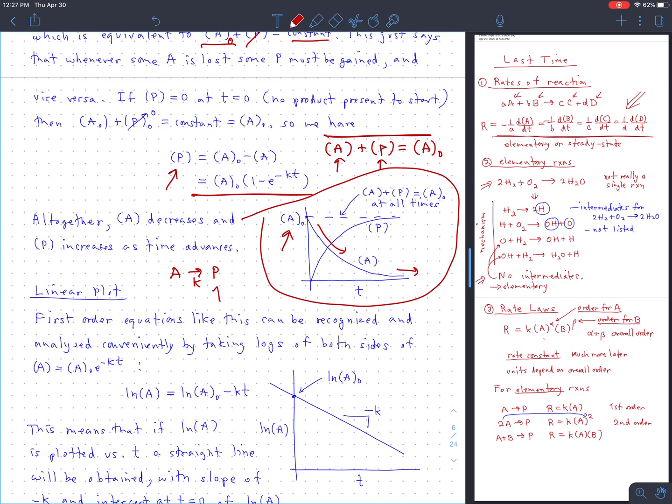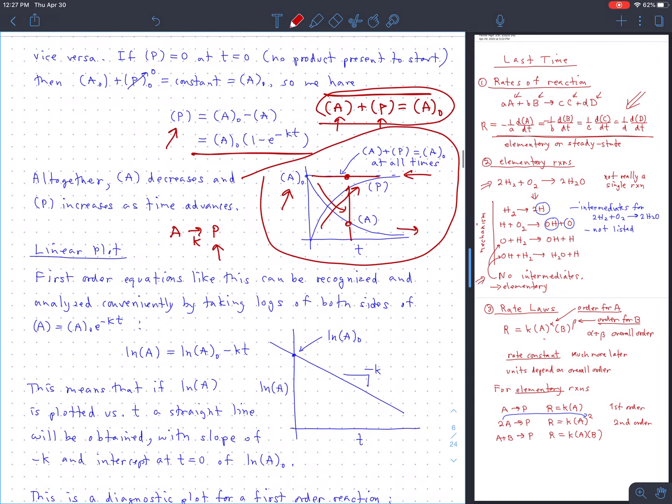Likewise, once P is formed, it can never disappear. The P always has to build up, and that's what this curve is showing. And this constant line here that I pointed out in the notes is just showing that the sum of these two curves at every point, the P curve plus the A curve, always adds up to this constant value. That's what this relationship is saying.